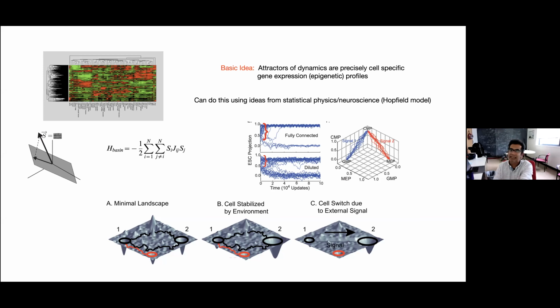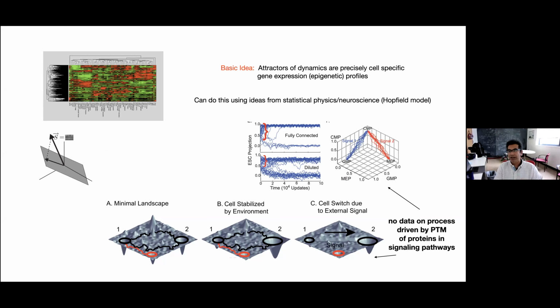In response to signals, you can make these things switch between attractors. And again, it's a cartoon. In this case, it's a mathematical cartoon, but even in the process of making this mathematical cartoon, you learn some interesting things. The first interesting thing you learn is that it's actually hard to make this cartoon because we don't have any data on post-translational modifications.